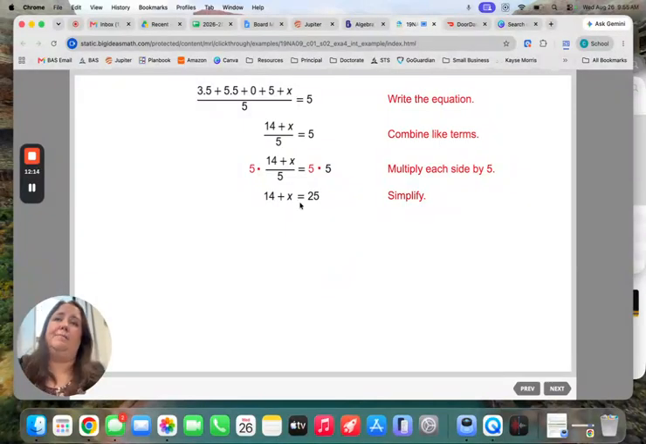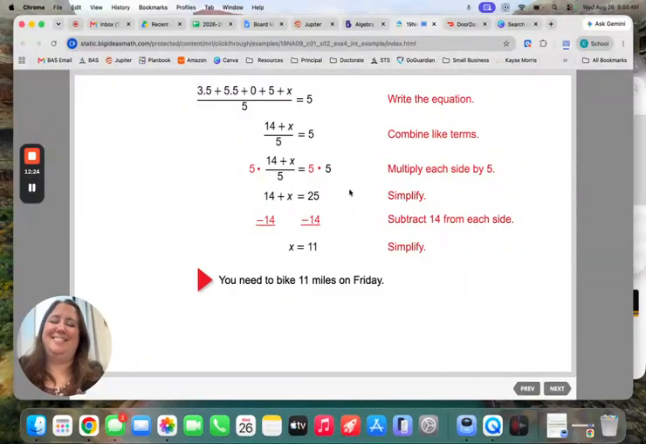How do we move the 14? Subtract. 25 minus 14 is? 11. Thanks. I was like, I know the answer. I want to know if you know the answer. So how many miles are we biking on Friday? 11 miles. Make sure you answer miles because it is a word problem. I will take off points if you don't label.